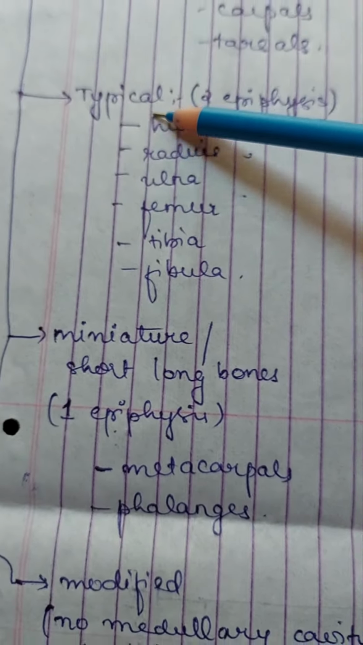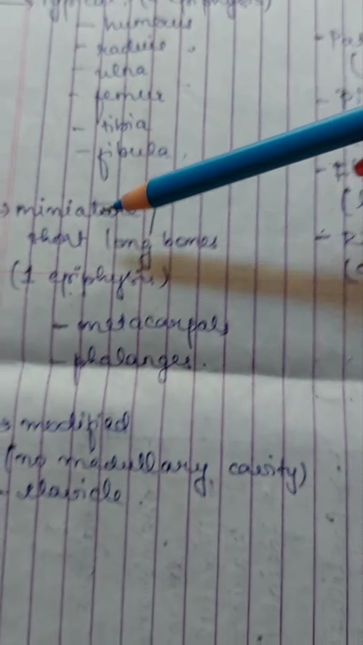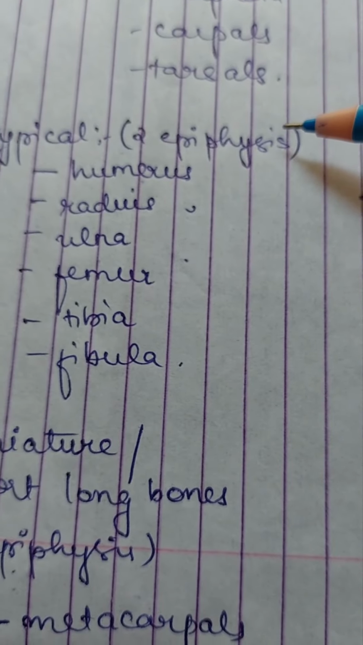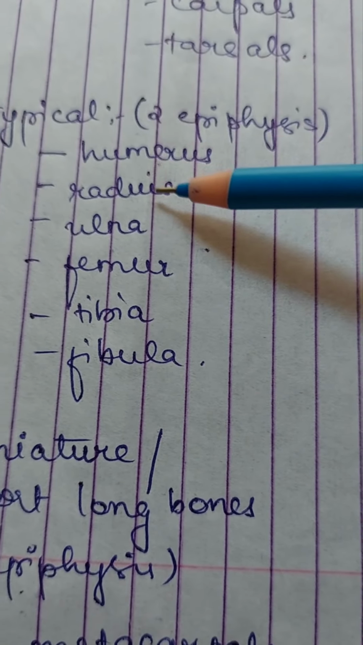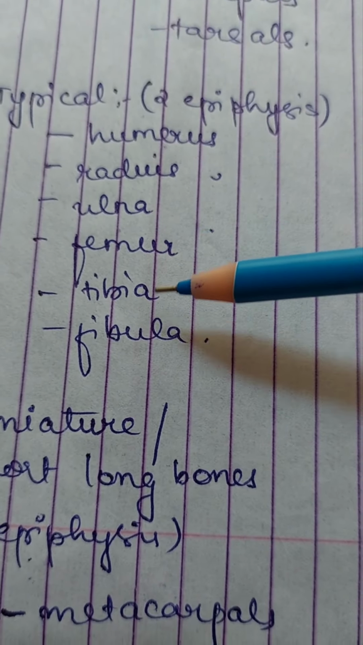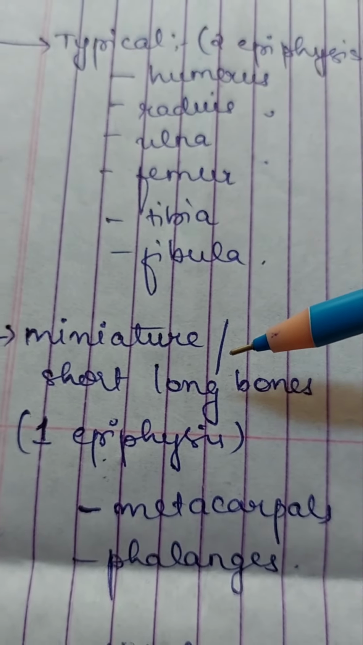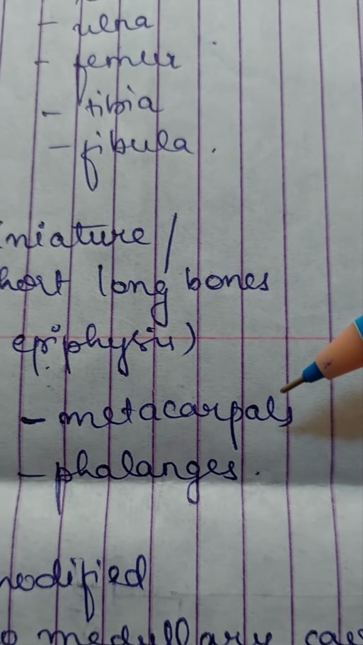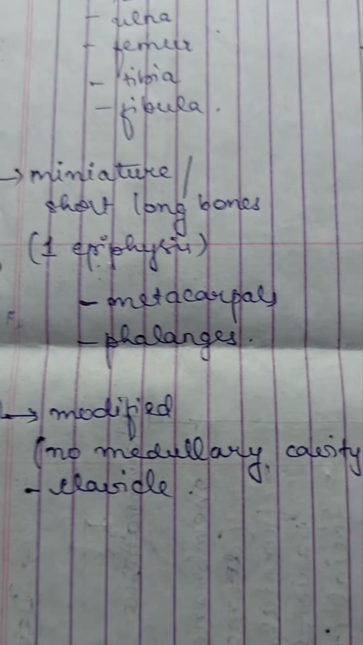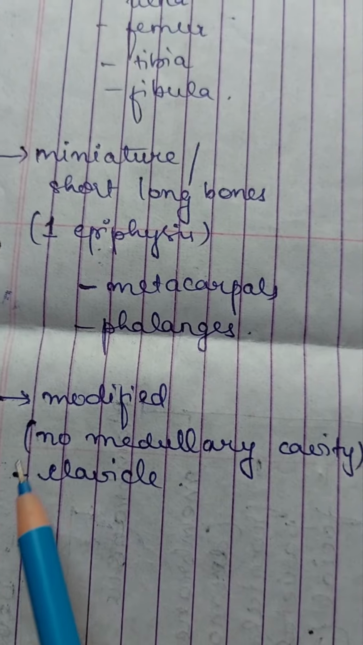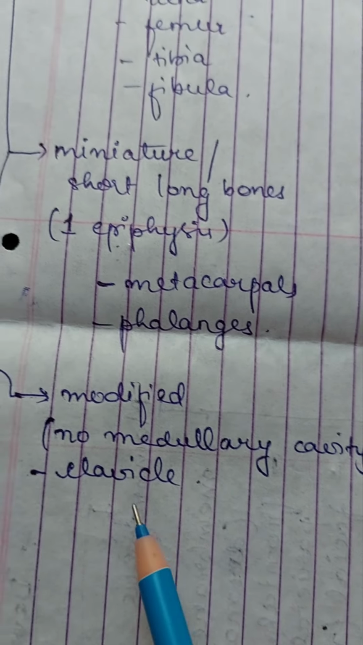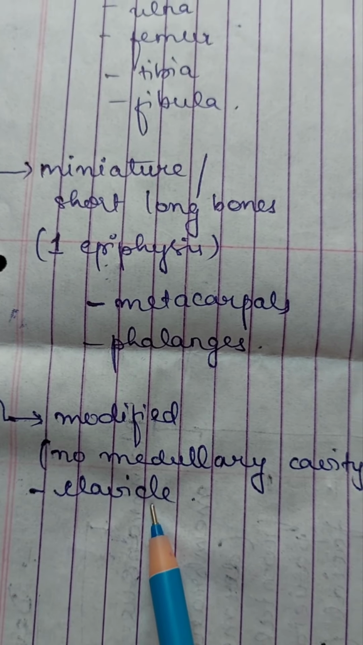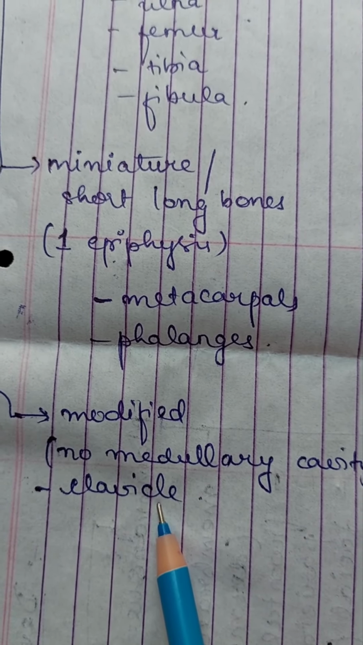We have the typical long bone, a miniature long bone, and modified long bones. So what is a typical long bone? It has two epiphyses: humerus, radius, ulna, femur, tibia, fibula. Miniature long bone means these are the short bones, but they have only one primary epiphysis, that is the metacarpals and the phalanges. What is a modified long bone? It has no medullary cavity. The clavicle. Clavicle also has other peculiar features which you'll learn during your class.